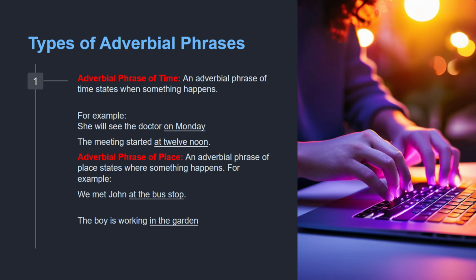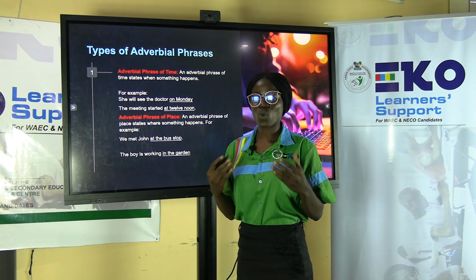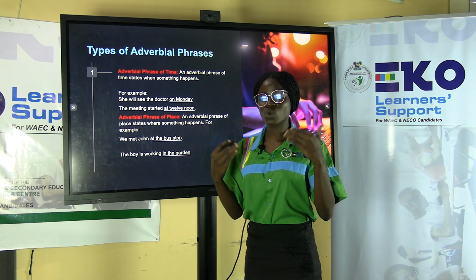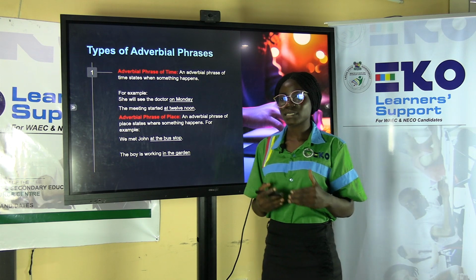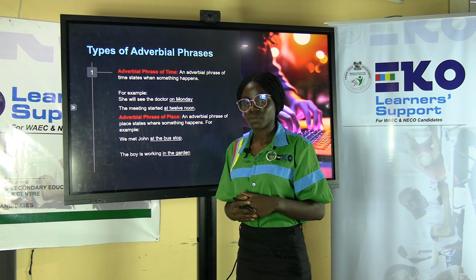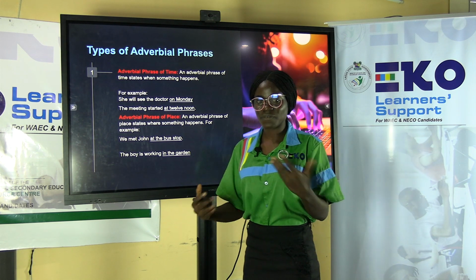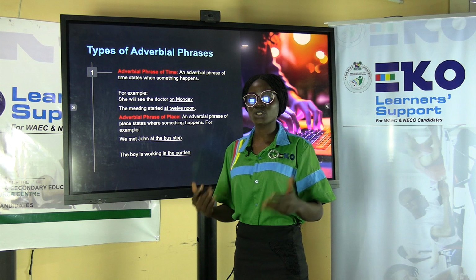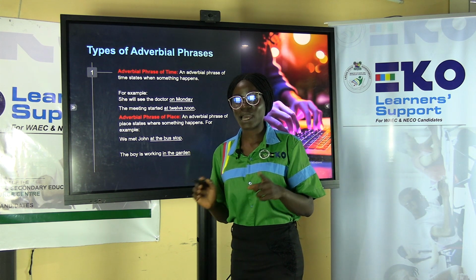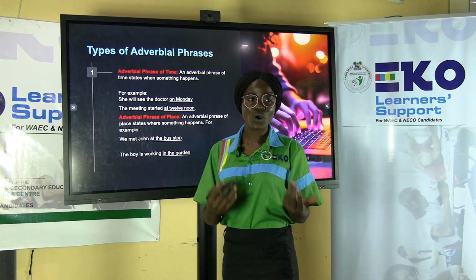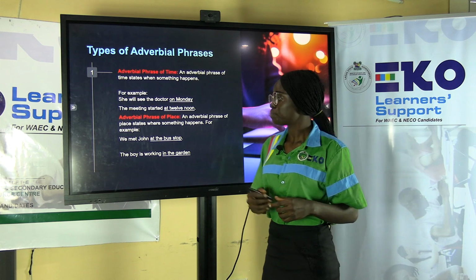Now, how do you know it's a phrase? When it's a phrase, one, it will not make a complete thought. And don't forget that we are referring to adverb this time around. So you should know that it is modifying, it's performing the function of an adverb in that sentence. That's why you can refer to it as an adverbial phrase.